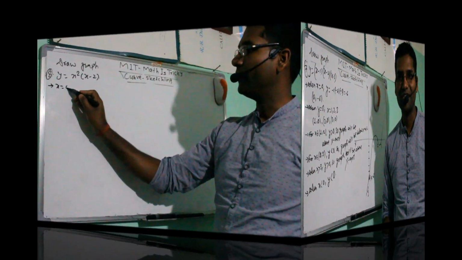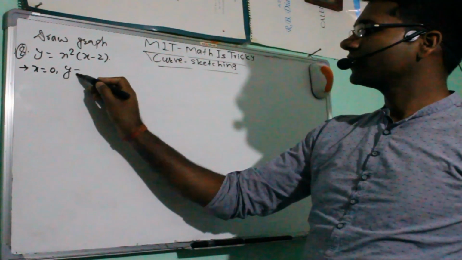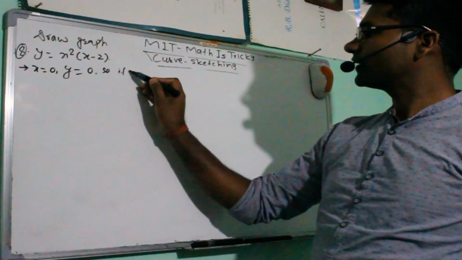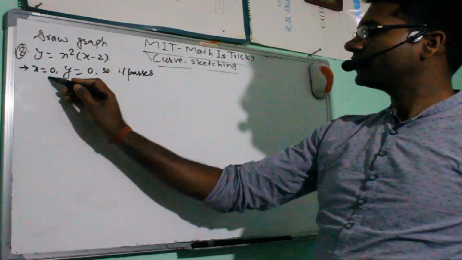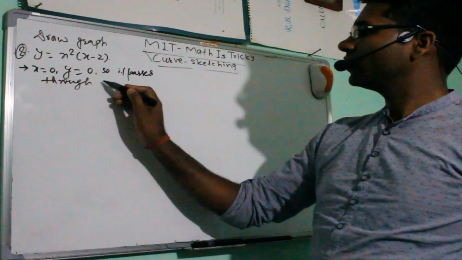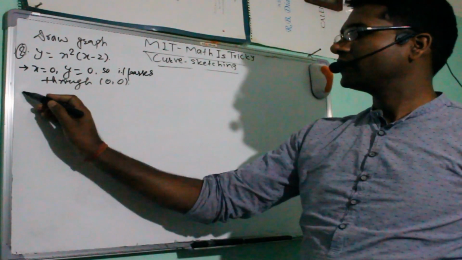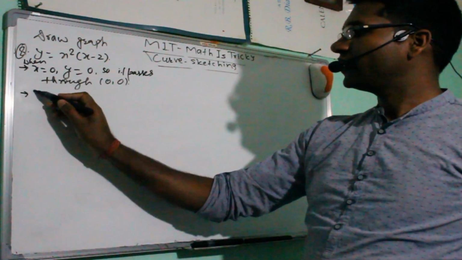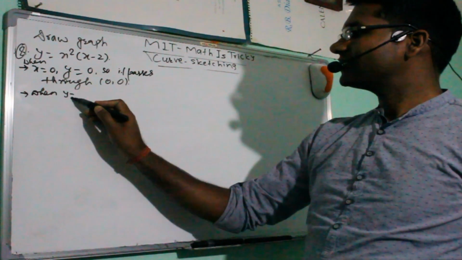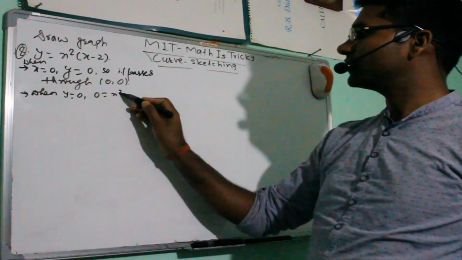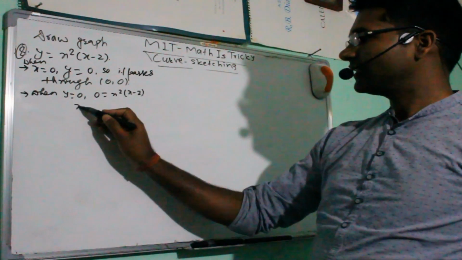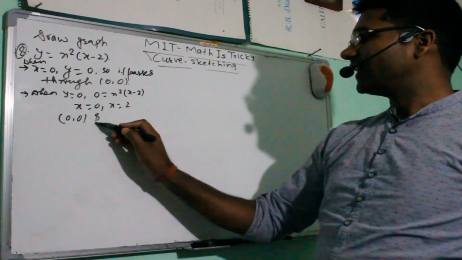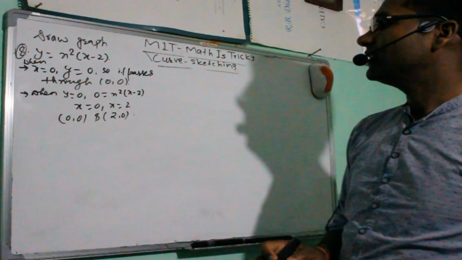This is our answer. When x equals 0, y equals 0 times something, which is 0, so it passes through the origin. This is the first point. Now when y equals 0, what will happen? 0 equals x squared times (x minus 2), which gives x equals 0 and x equals 2. It means that it passes through (0, 0) and (2, 0). These are the 2 points. Let's plot.